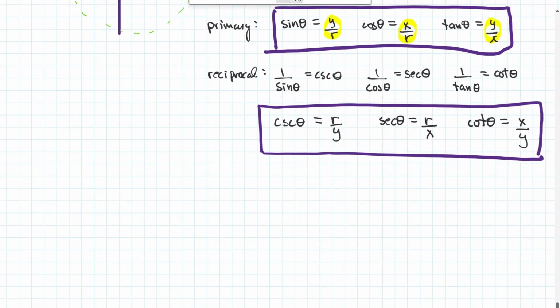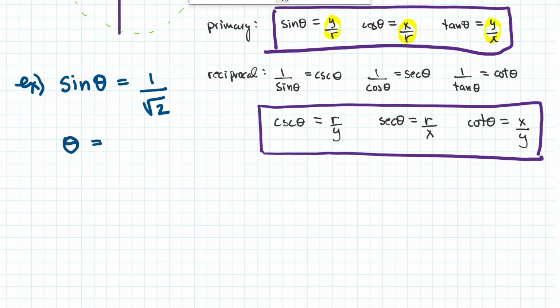So let's say that we have sine theta equal to 1 over root 2, and we want to find theta. Whenever you're solving for theta, think of it like solving a polynomial or a different type of equation: you're solving it on a specific domain. Do you have an infinite domain, or a specified restricted domain that you're solving on?